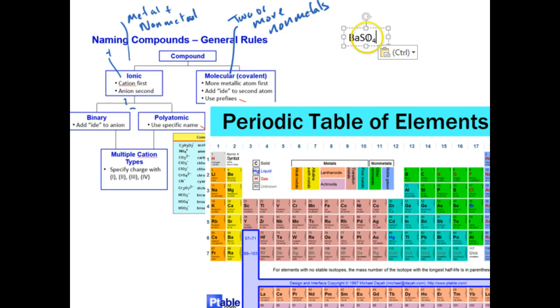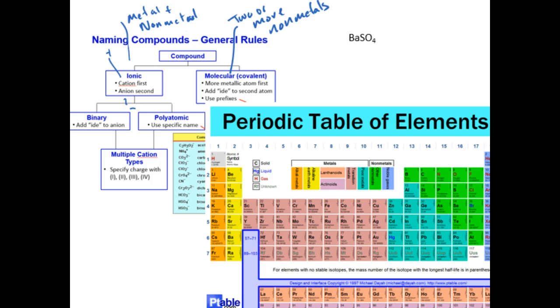Here's another example, BaSO4. In this case, we need to find out what we're dealing with here. Ba, that element, we hunt around the periodic table. We find that element down here in our alkaline earth metals. So this is a metal. SO4, ooh, that's not a single element. That's multiple elements. So we're not dealing with a binary, right? We have a metal, so we know that it's going to be ionic because this metal is here.